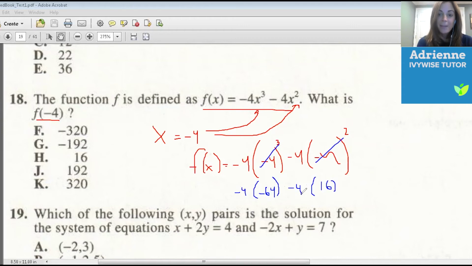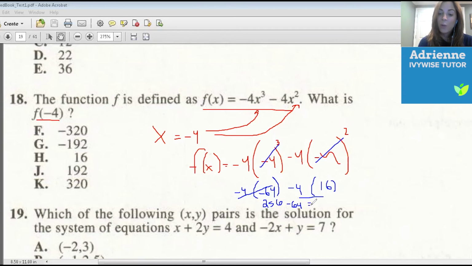And then the next step in PEMDAS is the multiplication portion. And once again, I'm going to use my pencil and I'm going to show the vertical cross-off method that I'm doing here so that my data is more organized. And when I hit my calculator and I go to -4 times -64, I get +256. And over here, when I do -4 times 16, I get -64.